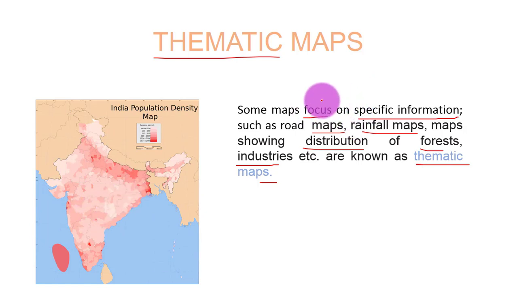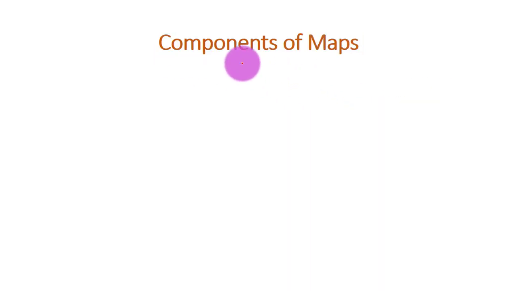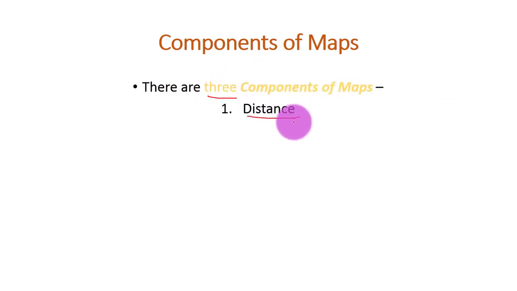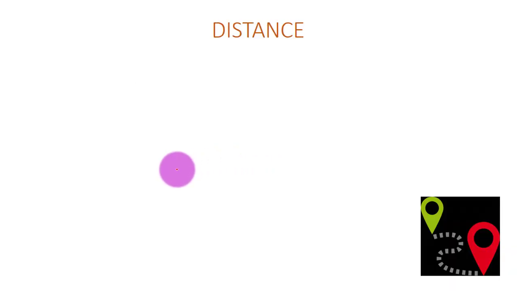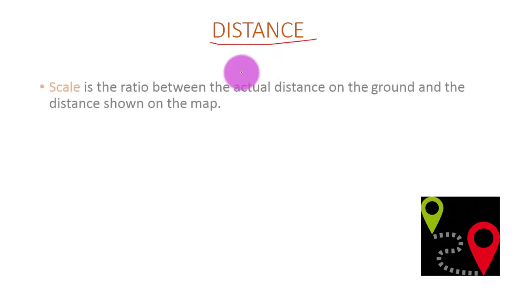Then they focus on specific information, that is called a thematic map. Now the components of the map. There are three components of the map. One is distance, second is direction, third is symbol. Now we see the first, distance.